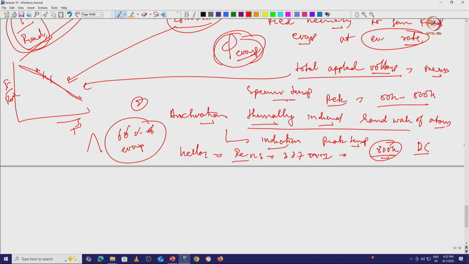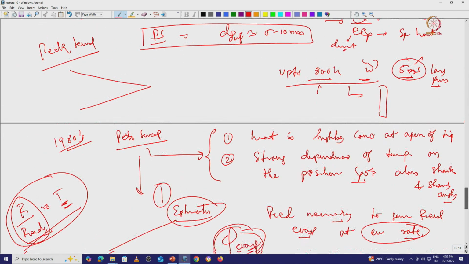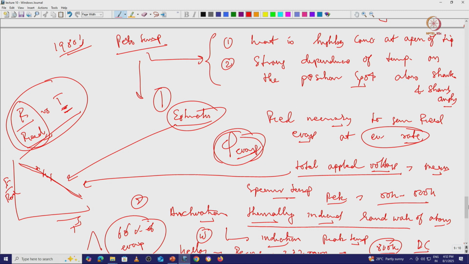Okay, for a tungsten tip, so he has calculated for the tungsten tip. So these are the two methods where they can estimate the peak temperature during the laser pulsing.